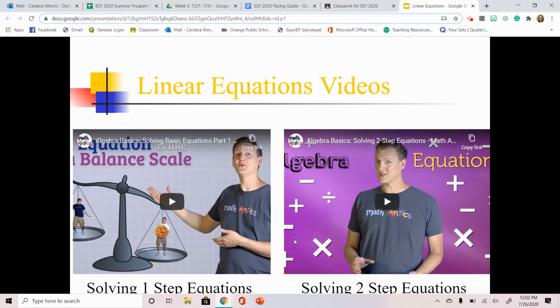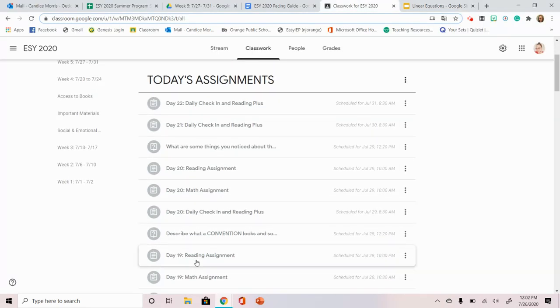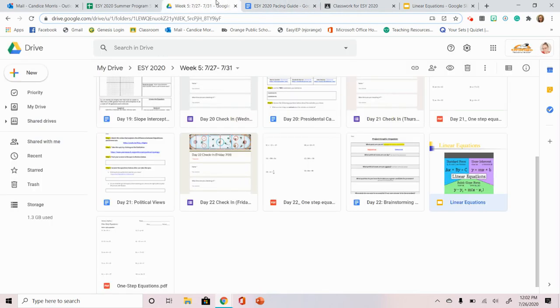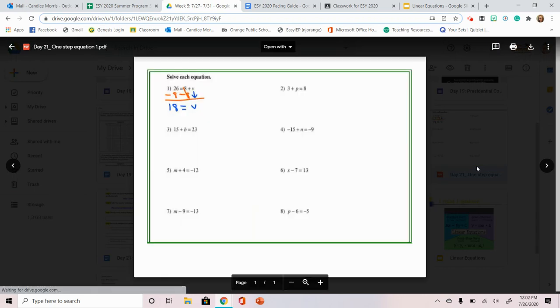All right, your math assignment for today is, hold on one sec. Let me go into here. There we go. Day 21. So one-step equations. As you can see, I already did one problem for you. You're going to open this up into the editing mode so that you can actually write on it. That's what I did to complete this one. This is a PDF version, so just write on it as a PDF. Remember, you have those little tools at the top, so you can do that.